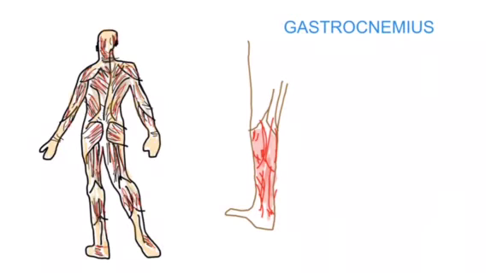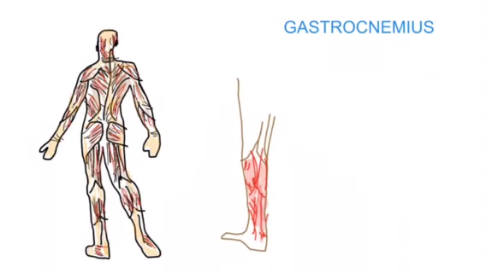The gastrocnemius is found in the posterior side of the lower leg, otherwise known as the calf region. Its origin is at the distal end of the femur and it inserts at the posterior side of the heel bone. The gastrocnemius assists in the action of knee flexion and plantar flexion of the foot.